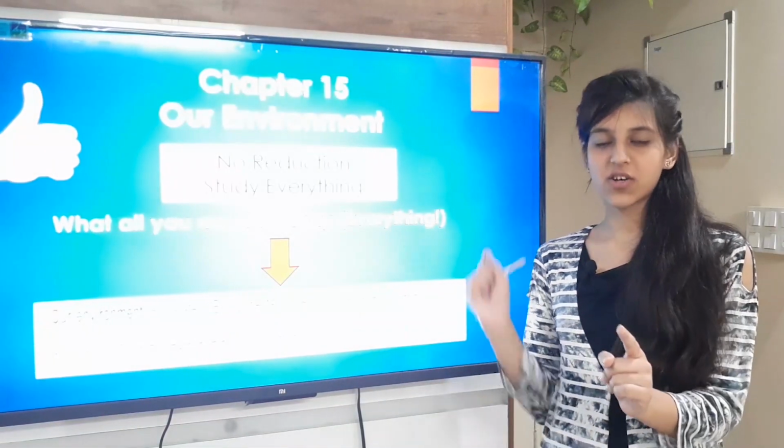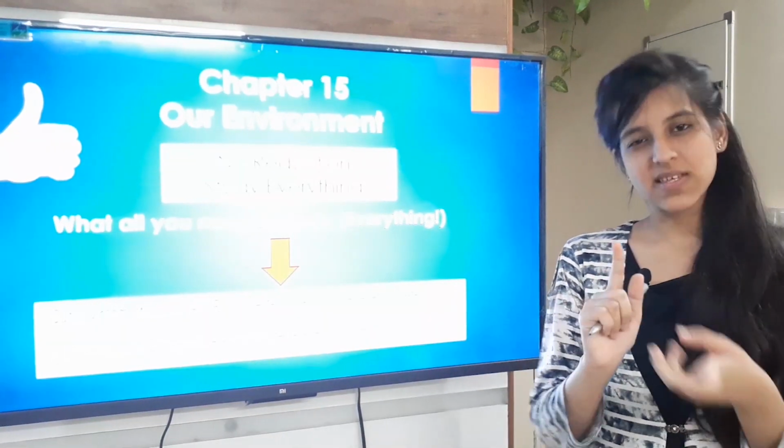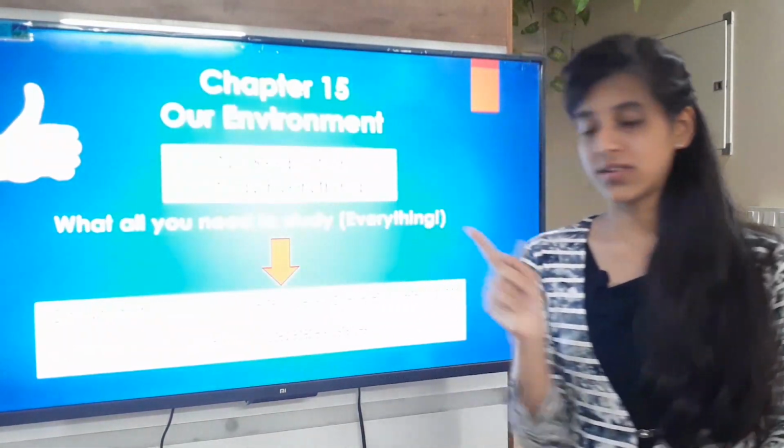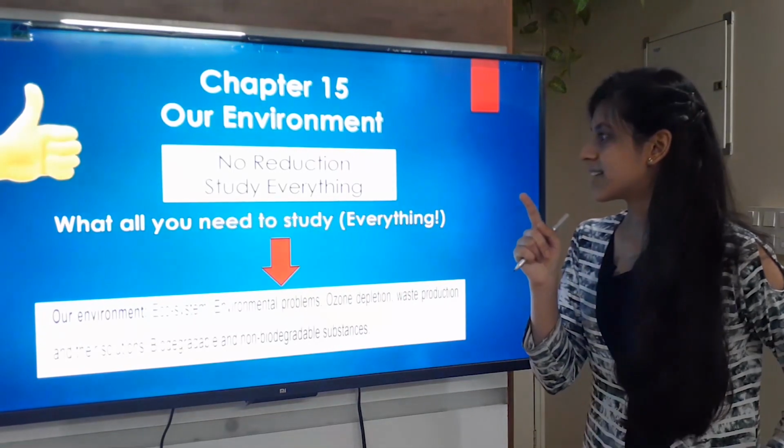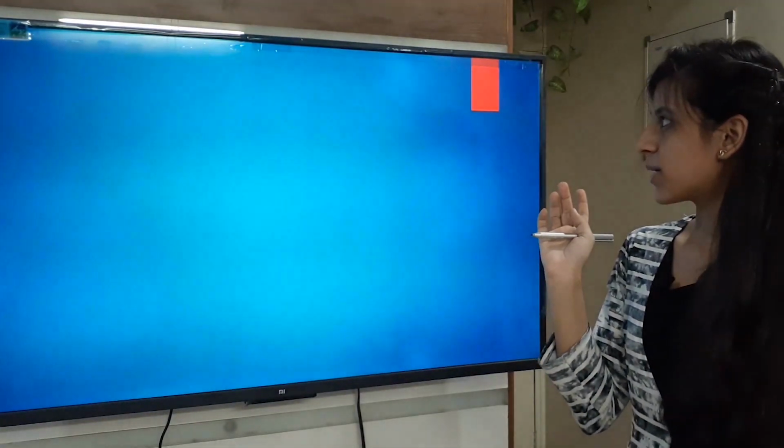But don't ignore them, they also carry some amount of weightage and they trouble you the most in MCQs, so study them well. And let's move to chapter number 16.